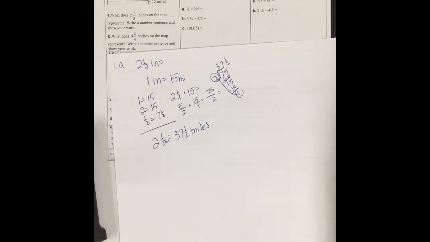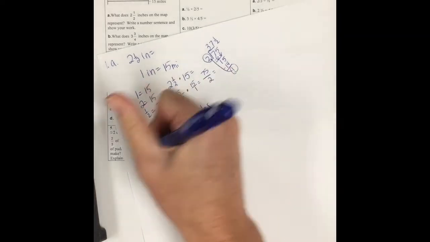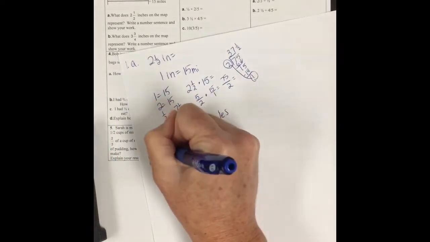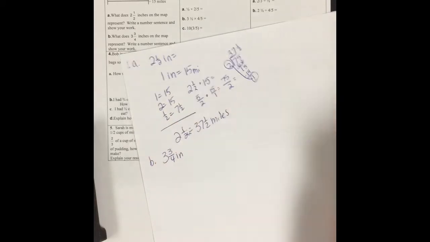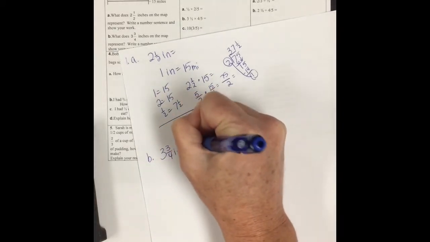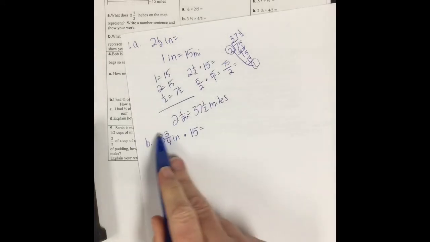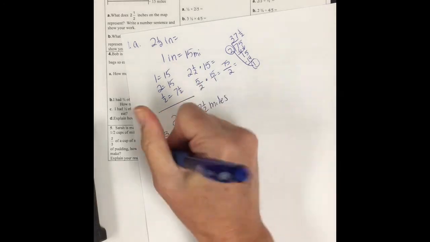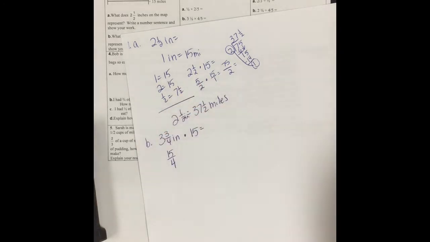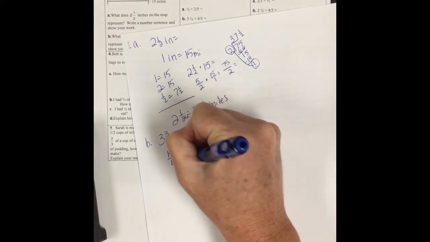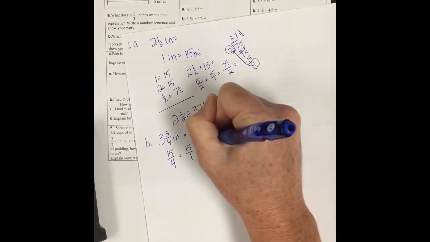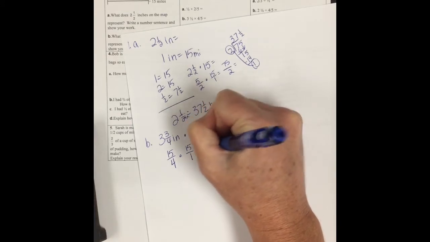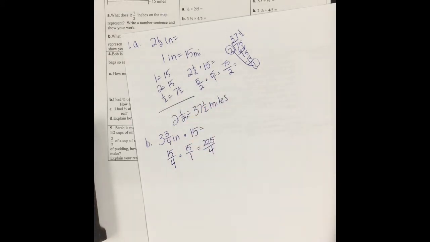B, what does 3 3/4 inches on a map represent? Write a number sentence to show your work. All right, so B, again, now we're going to have 3 3/4 inches times however far 1 inch is, which is 15. We're going to rename this as an improper fraction. 4 times 3 is 12, plus 3 is 15. And we're going to rename the 15 as 15 over 1. Okay. So then you end up with 225 over 4.